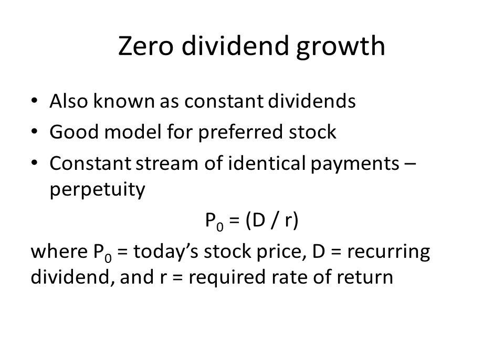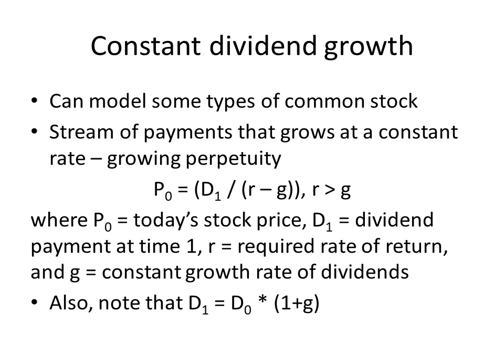Because remember, the price or value of anything is merely the present value of the future cash flows. So in this case, the price of the preferred stock at time 0 is equal to D over R, where D is the recurring dividend and R is the required rate of return. Next, we'll discuss the constant dividend growth case.